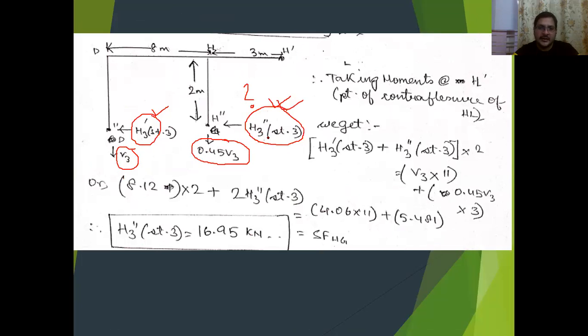Now, to find out H3 double dash, we will find out the moments about this point. That means we will find out the moments about the point of contact flexure of the beam HL. Okay, so taking all these clockwise moments and anti-clockwise moments, we have got H3 double dash as 16.95 kilonewton, which is the shear force of this beam HG. Okay.